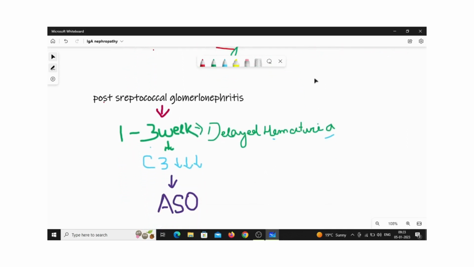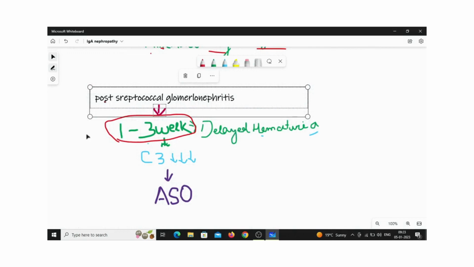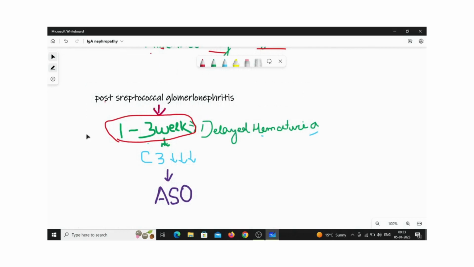So sometimes you may be confused during entrance examinations. There may be a question with hematuria 1 to 3 weeks after acute pharyngitis or any infection. If it is not within 24 to 48 hours, or it is after 1 week, then the diagnosis is not IgA nephropathy. It is post-streptococcal glomerulonephritis.